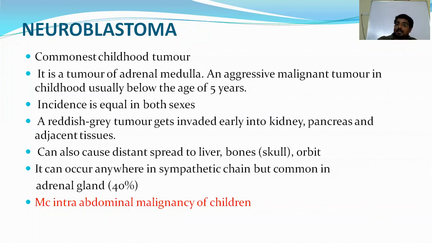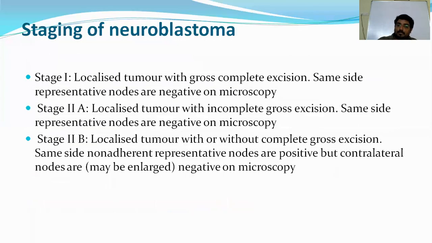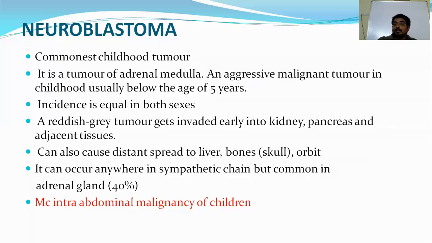It is a reddish gray tumor that invades early into the kidney, pancreas and adjacent tissues. It occurs in the sympathetic chain. The most common site is the adrenal gland at 40%, the second is the vertebral column, the third is the pelvis, and the fourth is the cervical region. This is the order of neuroblastomas in the sympathetic chain.